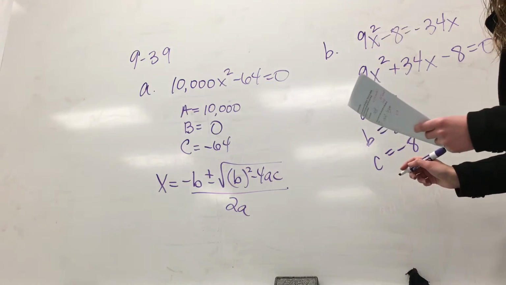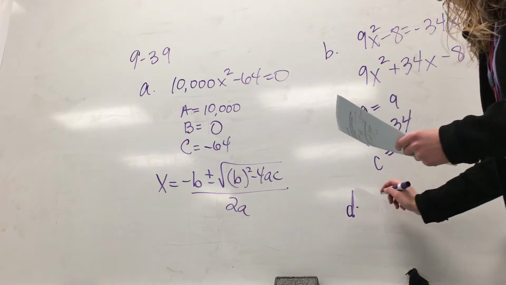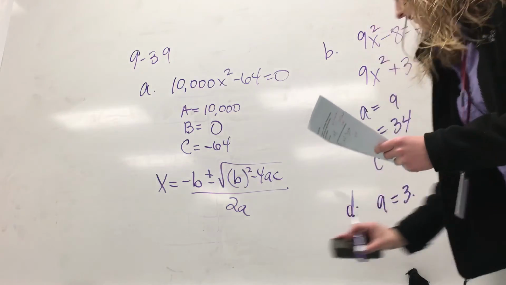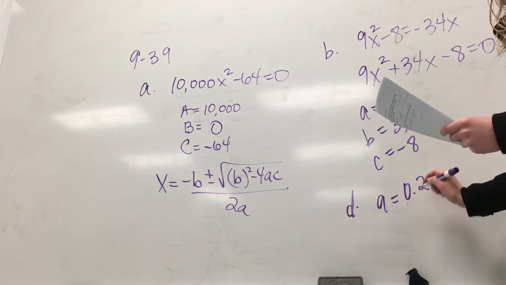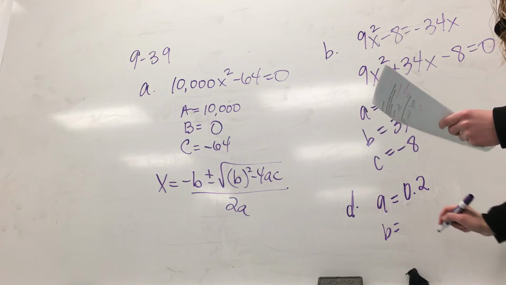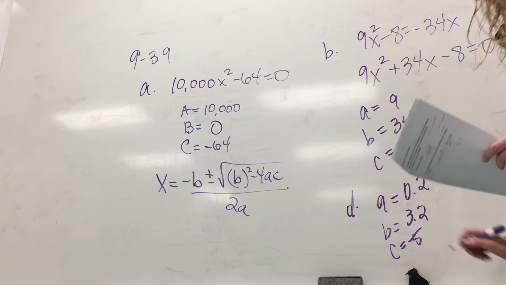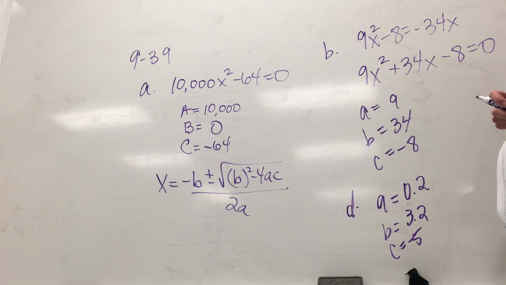Okay? For problem D, technically, it says D on here. I'm going to have, again, A is 3.2. No, A is not 3.2. That one's not in the right order. So A is 0.2, B is 3.2, and C equals negative 5. So again, you could plug that into this formula here, and I sent you the answer, so hopefully that'll help you do the quadratic formula problems.